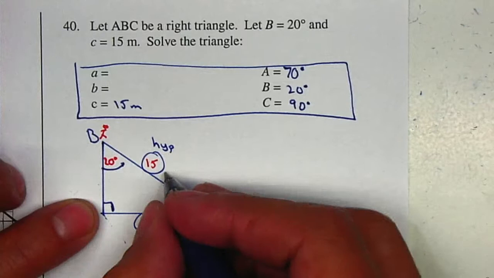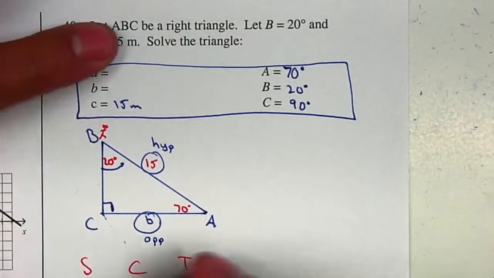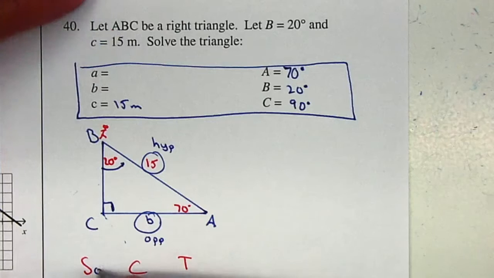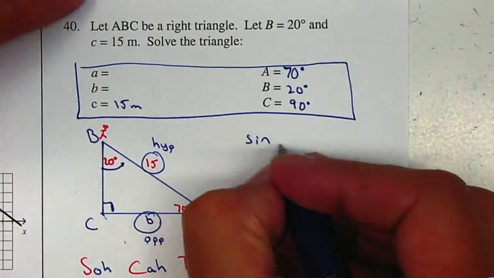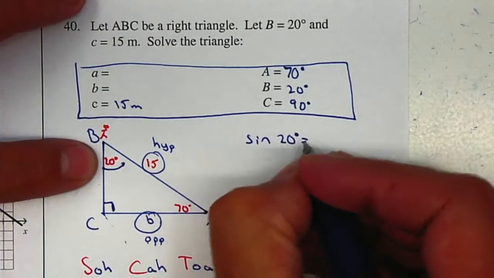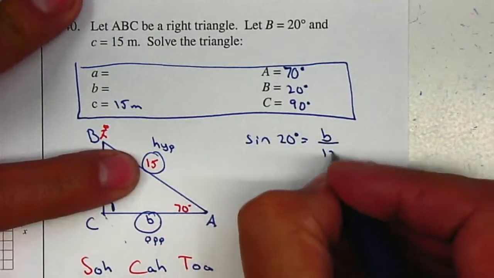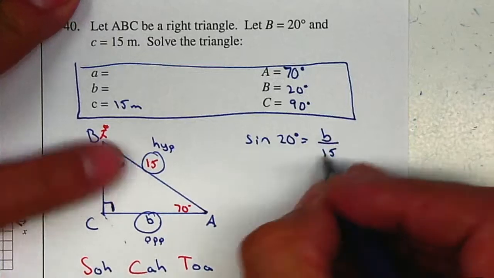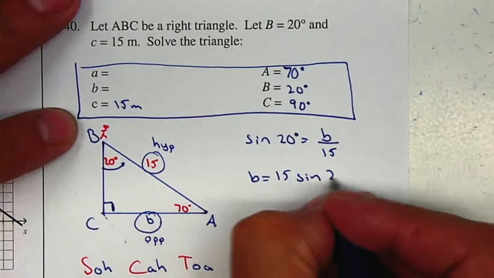So opposite and hypotenuse, remember SOH CAH TOA. Sine is your opposite over hypotenuse, cosine is your adjacent over hypotenuse, and tangent will be opposite over adjacent. Opposite and hypotenuse has to be my sine. So the sine of 20 degrees is equal to opposite, which is b, over hypotenuse, which is 15. Now I need to solve for b, so I'm going to cross multiply, or b is equal to 15 multiplied by the sine of 20 degrees.